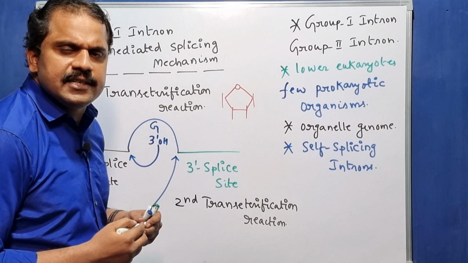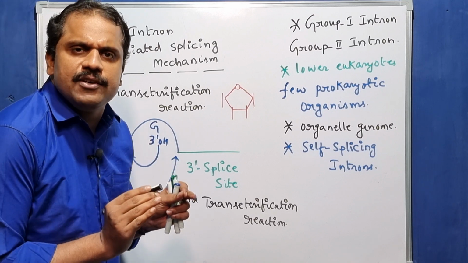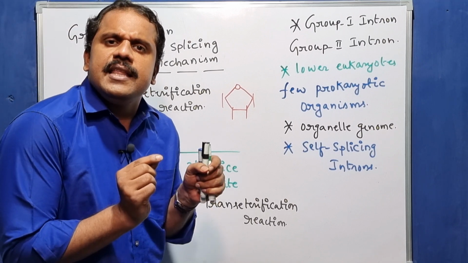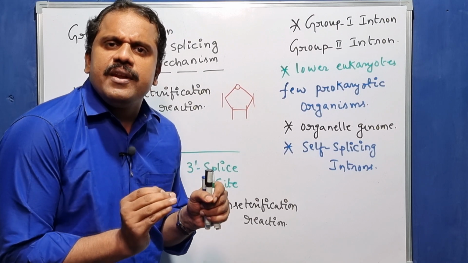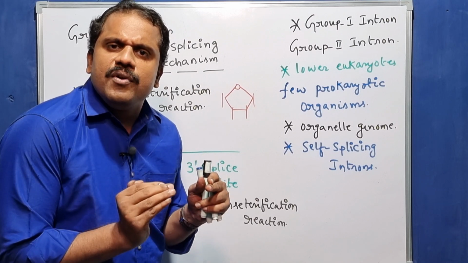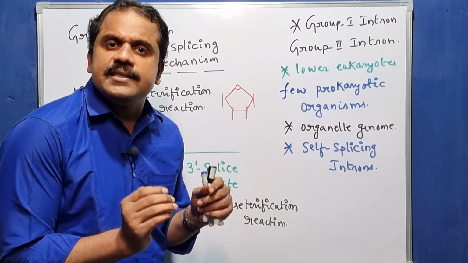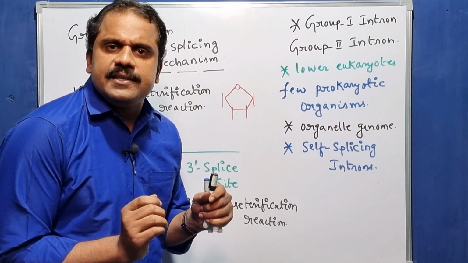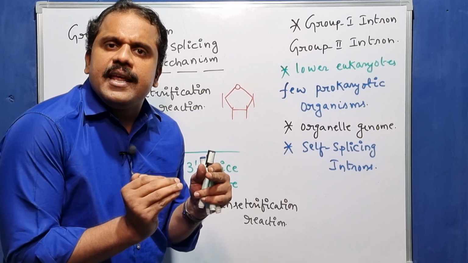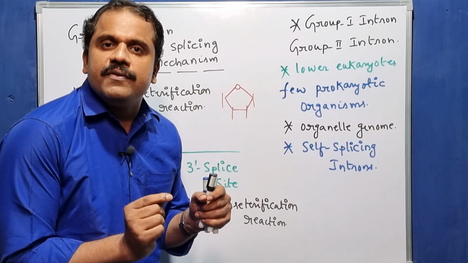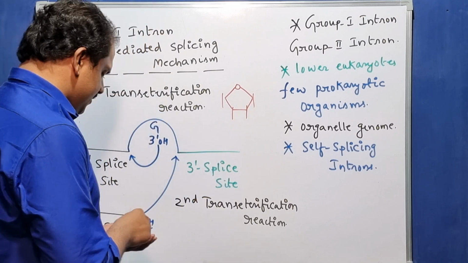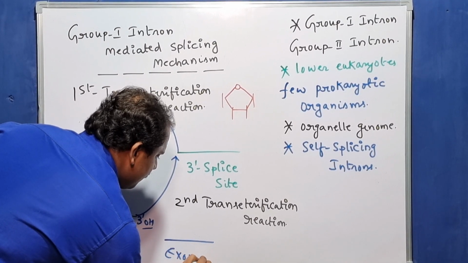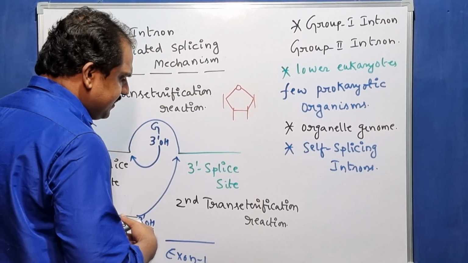In both reaction mechanisms, there is no requirement of any energy cofactors like ATP and GTP. That is the reason why both transesterification reactions are quite reversible. Is it clear? Without taking advantage of any energy cofactor, both transesterification reactions are successfully organized. So once the 3' splice site is successfully cleaved by the nucleophilic attack, it leads to the formation of 2 exons. Is it clear? So here it is the first exon, exon 1, and here it is the second exon.